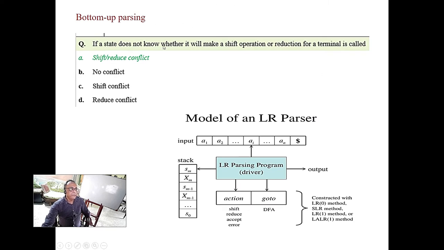If the state does not know where to make the shift or reduction determinants call, then shift it. See, the answer is there in the question itself.